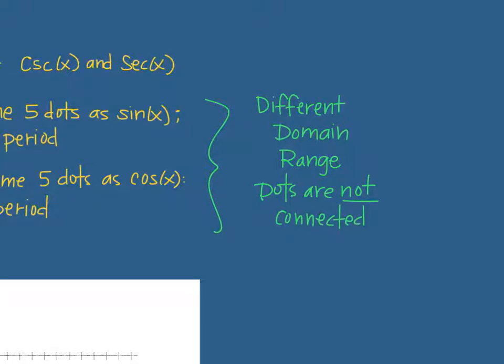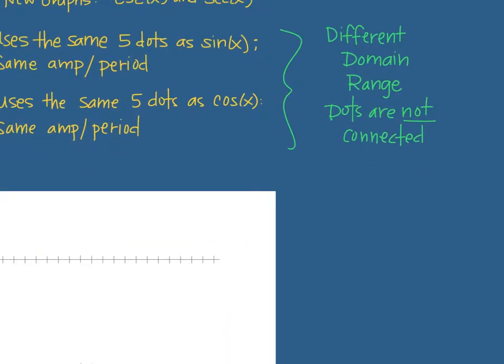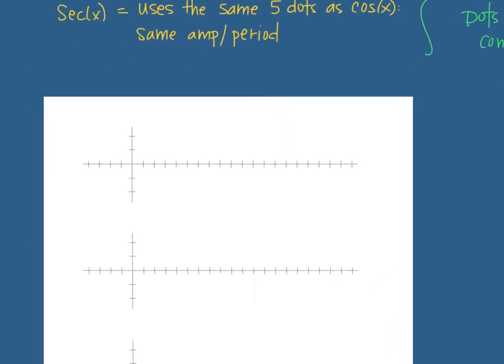So what makes a sine graph a wave is that the dots are connected. High connected to medium, connected to low, back to medium, up to high. For secant and cosecant, their dots are not connected, which means they're separated from each other. So let me show you how to draw this and show you what we use the same, but then how they end up being slightly different.